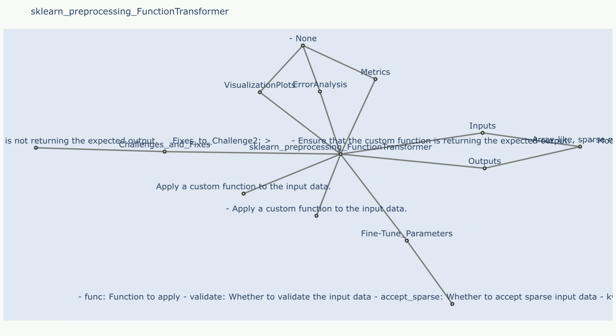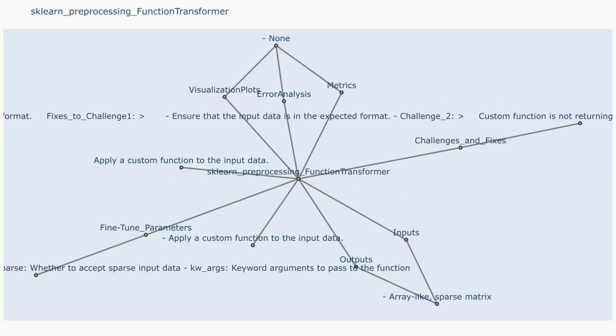Outputs: transformed data. The output of the FunctionTransformer is the result of applying your custom function to the input data. The format of the output will depend on the function you define. It can be a NumPy array, pandas DataFrame, or any other object returned by your function.